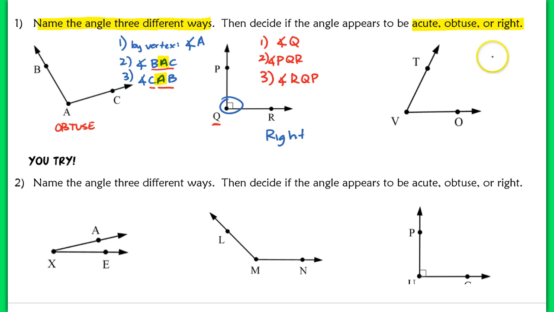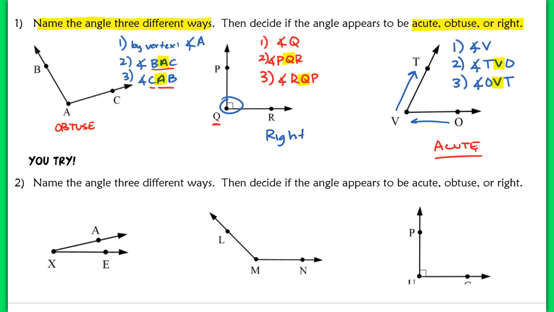And finally, in our last example, I can name this angle V. But I can also name this angle TVO. So T, then V, then O. And I can also name this angle OVT. So in the other order here, O, then V, then T. So I just want to point out, again, that you're seeing V, the vertex, in the middle. And over here in the previous problem, we also see Q, the vertex, in the middle as well. And then finally, I'm going to classify this as an acute angle because it looks to me like it is less than 90 degrees. So that's going to be an acute angle.